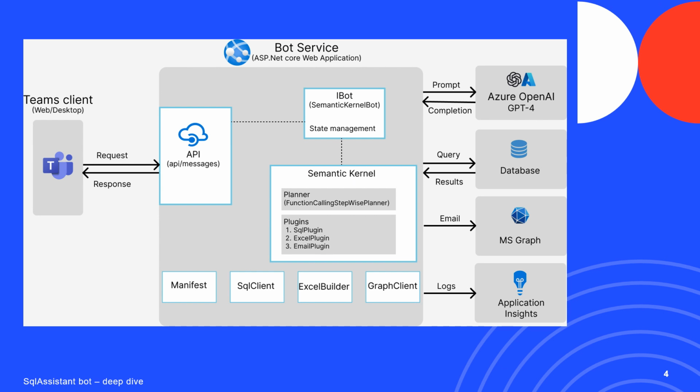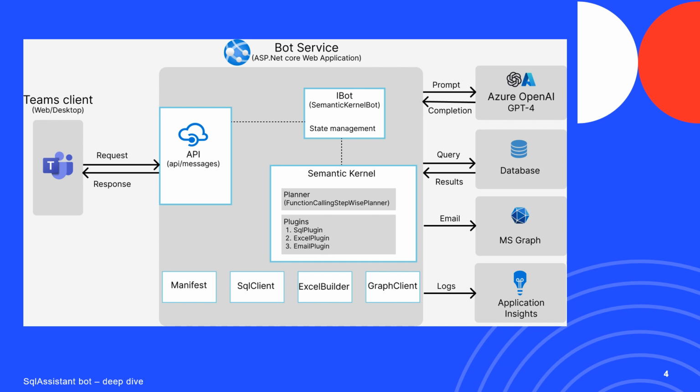When a message is received from the user, the planner creates a prompt with the user request or goal, and the functions loaded into the kernel plugins will be sent to the LLM, which is GPT-4. I will talk about the prompt flow in a while. The bot app also has different support classes and a manifest for installation in Teams. The support classes are for connecting and retrieving results from the database, exporting to Excel, and sending emails.